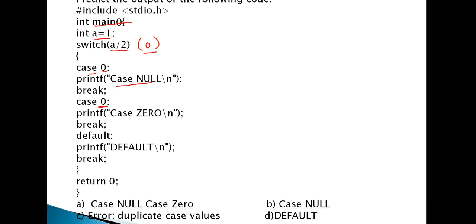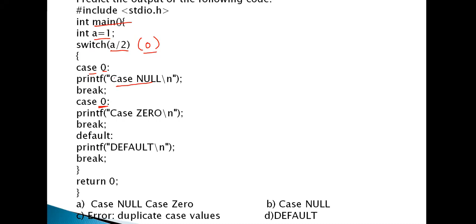Now, what is the output of the following code? Okay, int main, a is equal to 1. Switch of a by 2. What is a by 2? 1 by 2 means 0. So what is the first case? Case 0. So what is the output? Case null, then break. But observe this second case also: it is case 0. The second one is also case 0.